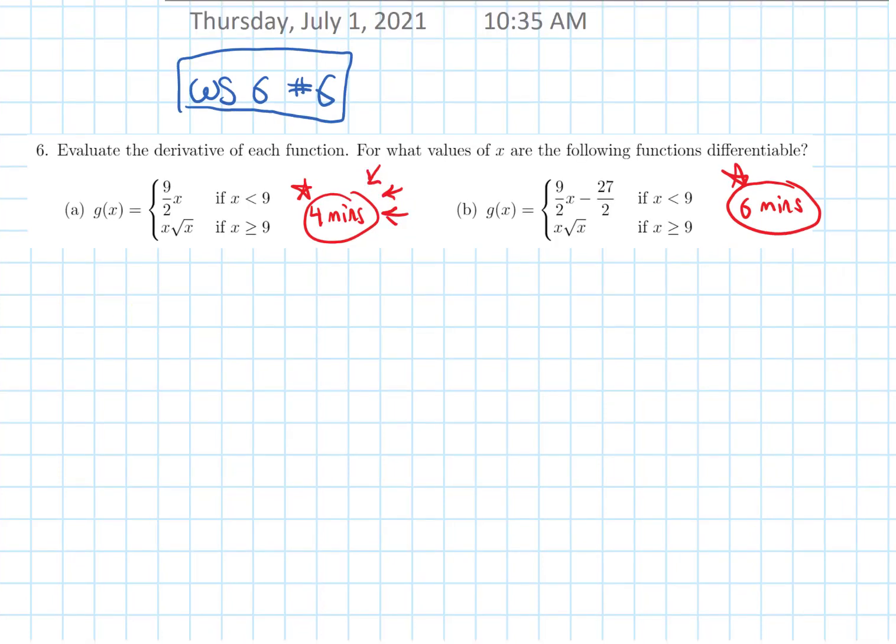All right, so let's talk about these together, or part A first. When I have a piecewise function and I want to take the derivative, I just take the derivative of each of the pieces. So for 9 halves x, that derivative is just going to be 9 halves, because the derivative of x is 1, and 9 halves is a constant that's multiplying it. So I'll get 9 halves times 1.